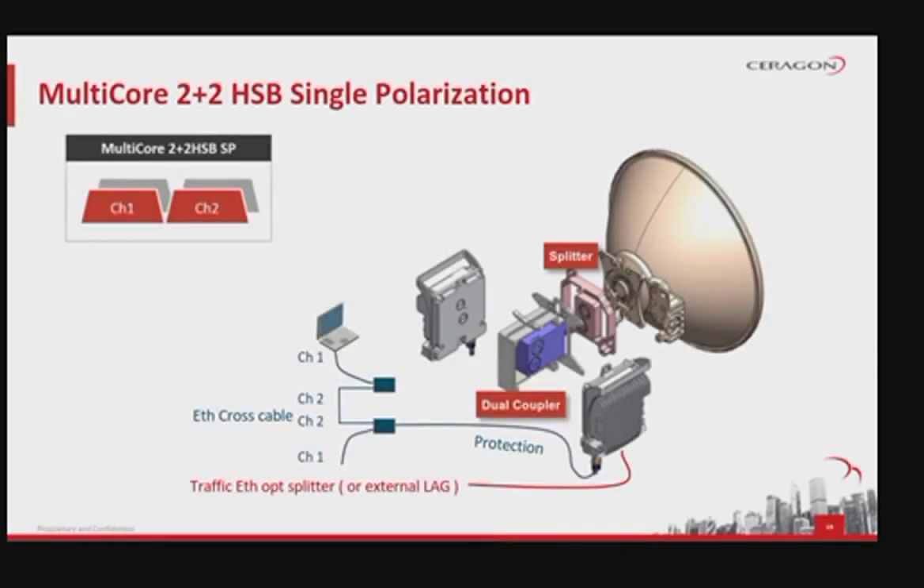Let's now evaluate the hot standby options we have. First, see the 2+2 hot standby with single polarization configuration. As usually for hot standby configurations, a coupler is used, giving different attenuations on its 2 branches, 1 branch towards each IP20C unit. So for this particular configuration, a dual coupler must be used together with a splitter.